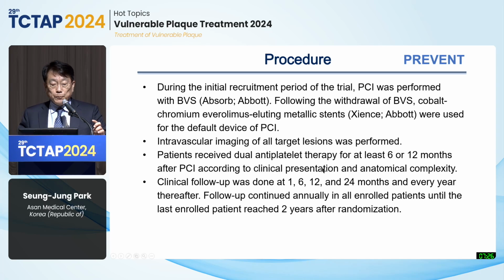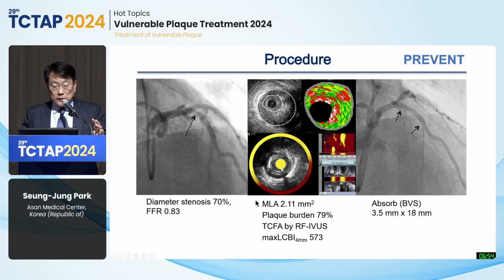We excluded. If you look at the procedures, during the initial recruitment period of our study, we used BVS. Following the withdrawal of BVS, we used the Xience (Giants) as the default device for PCI. In all cases we used intravascular imaging, and patients were on dual antiplatelet therapy for at least 6 or 12 months after PCI. Clinical follow-up was done at 6 months, 2 years, and every year.